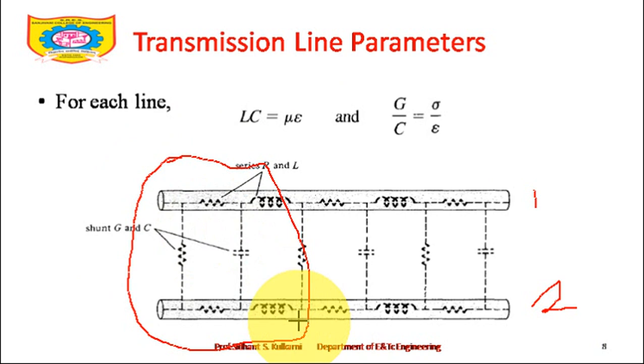Similarly, if you are talking about inductance, capacitance, or conductance, in that case you can tell only if the length is known. What I mean to say is, the parameters in the transmission line are distributed parameters. They are not lumped parameters.